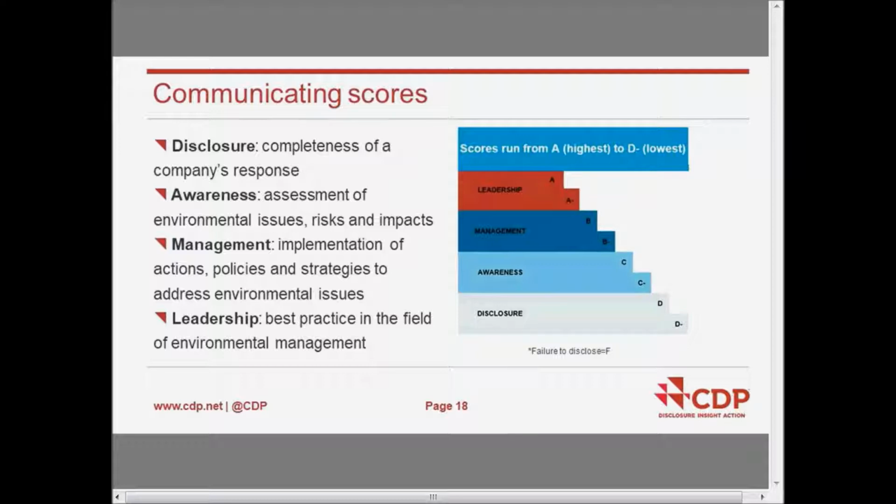A company that provides no information by the deadline receives a status of F for failure to disclose. This is not meant as a judgment on environmental performance, but rather an indication that no information was provided. Most companies in their first year of submitting a response fall within the disclosure or awareness band, which presents a great opportunity for them to start tracking progress and identify areas to further their strategy in future years.